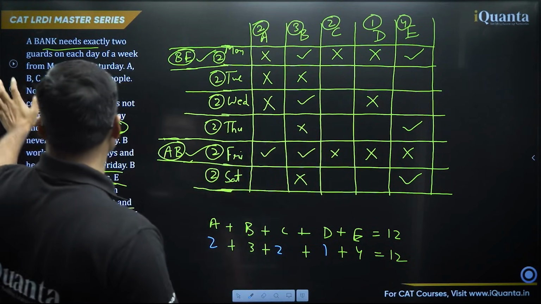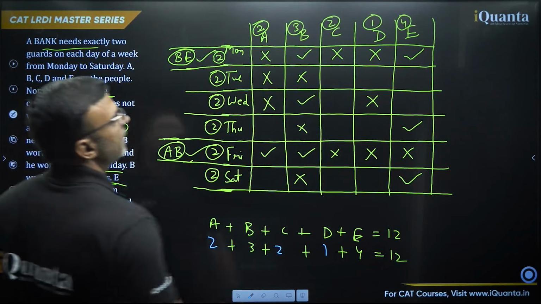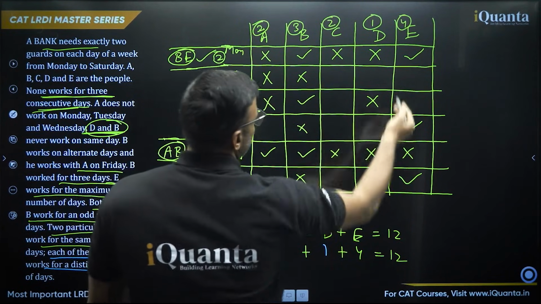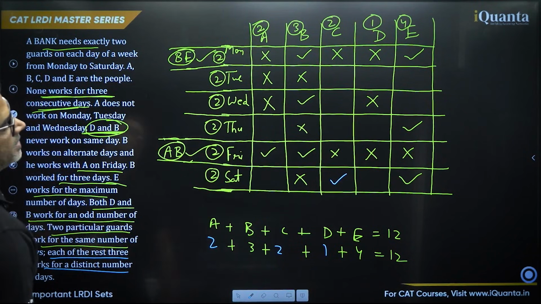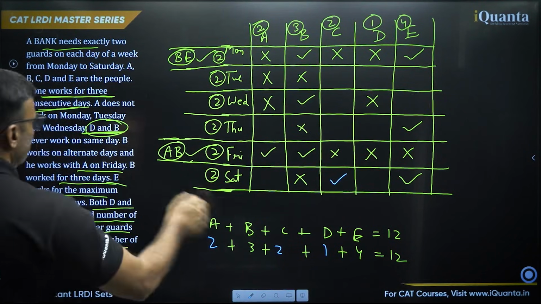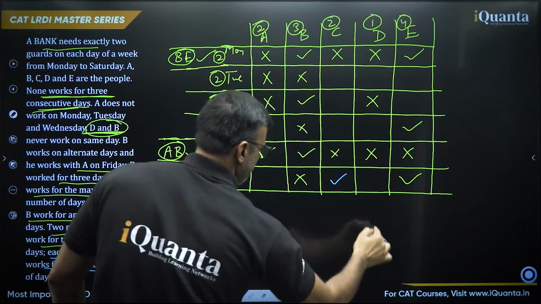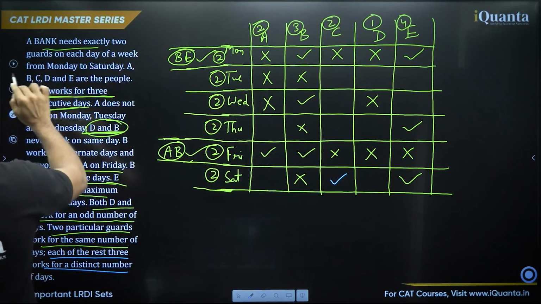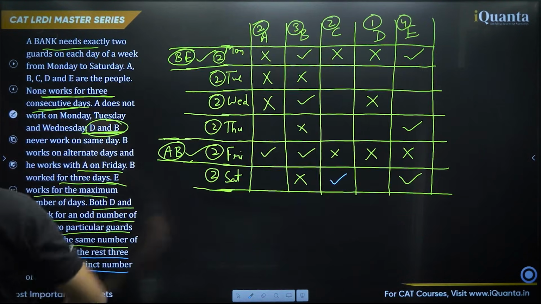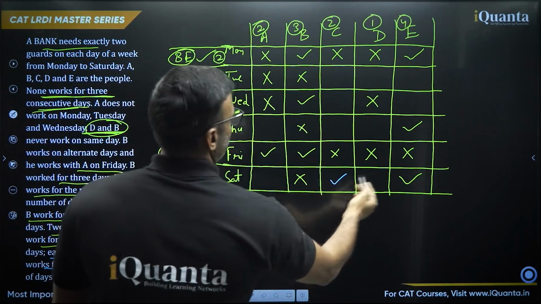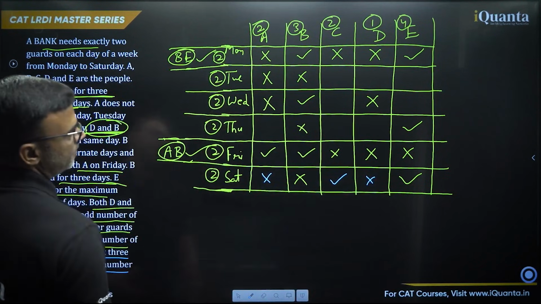So, CE on Saturday. Let's see. On Saturday, E is already working. And the question is telling us that C is, let me remove this lower thing, already used. So I'll remove this. According to the question, C works on Saturday with E. So I've taken C. Now that means Saturday is over, so I cannot do anything else on Saturday.